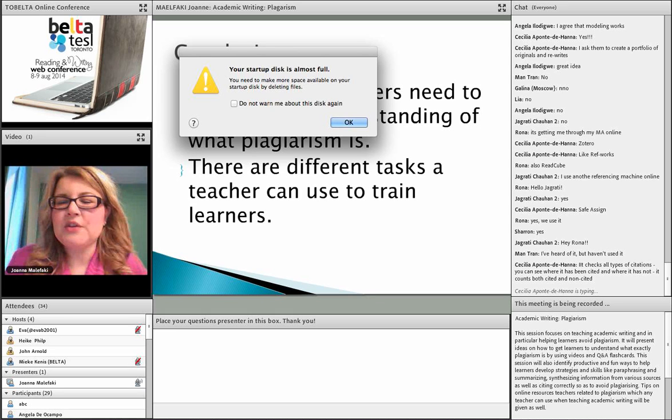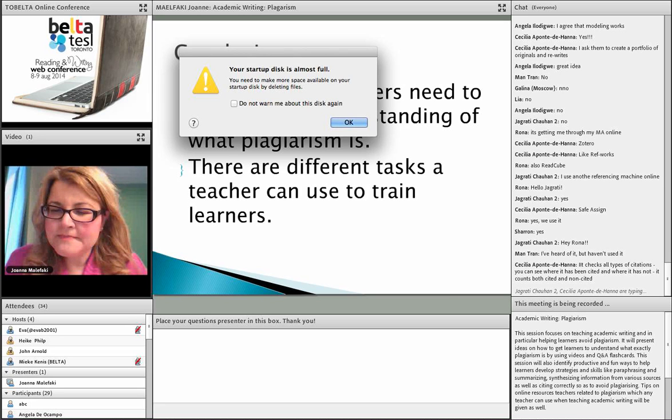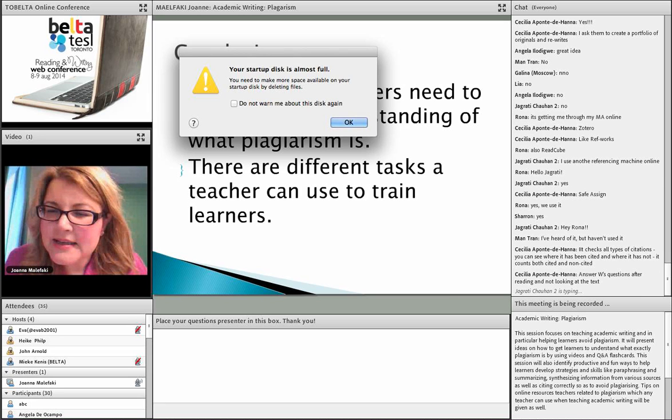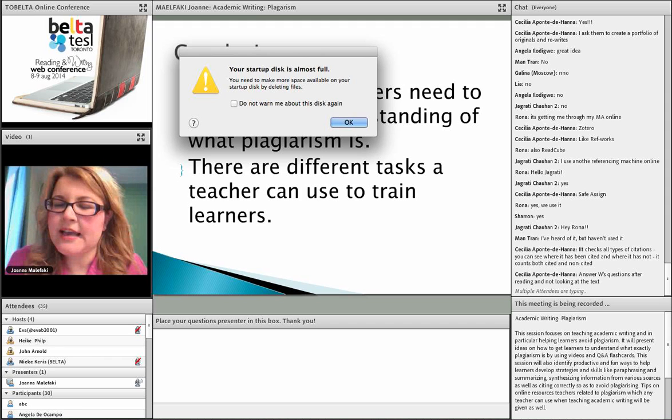I see people typing, so I'm going to wait a little bit. I want to see any ideas. Asking questions after reading and not looking at the text, okay.